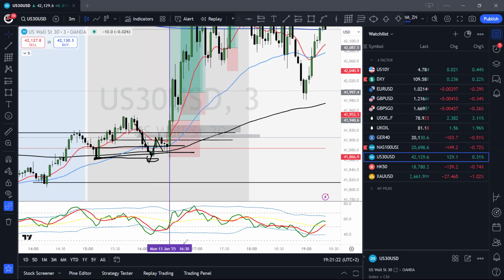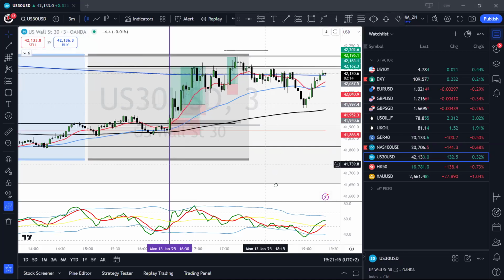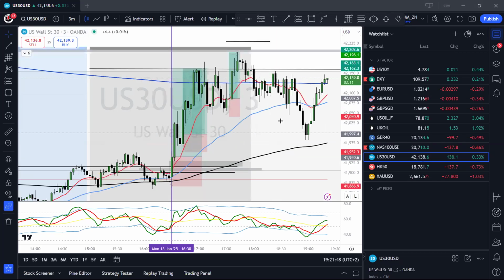Then at my trading time, which is 4:30 GMT plus 2, this is when the equities market opens. You can see I had this nice W pattern here. Entry was at the close of the candle with a 1:3 risk to reward ratio. As you can see here, 1:3. The target was around 42,164. Remember, we had a point of interest at 42,200 as well.